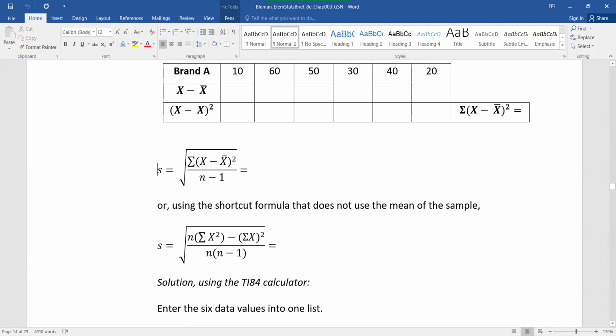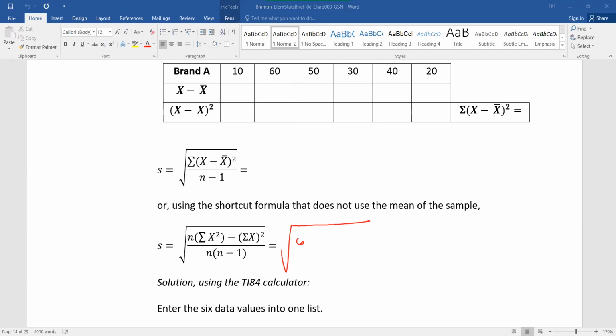Or using the shortcut formula that does not use the mean of the sample. So what this means is, I don't know if this is really a shortcut or not, but what I can do is I can square all of my x's and add them up. So let's work this all out. My n here is 6. We got that. So I would need to square all these. Let's do some side work here underneath it.